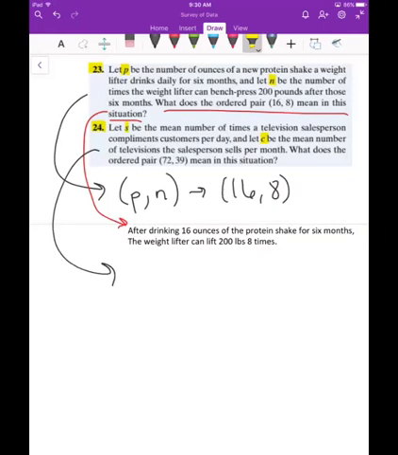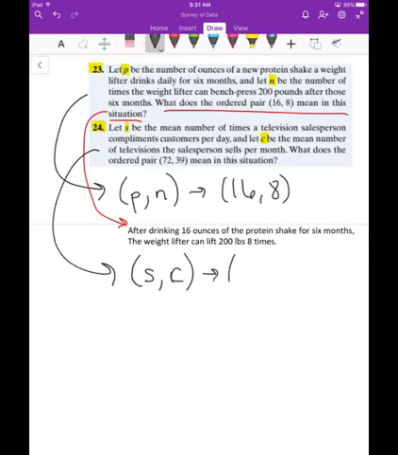Or does the number of televisions I sell affect how many times I compliment the customer? Well, even think about that. I probably won't see the customer again after I sell the television. So I'm going to compliment them in order to get the sale, right? So here you should have that S is explanatory and C is the response.